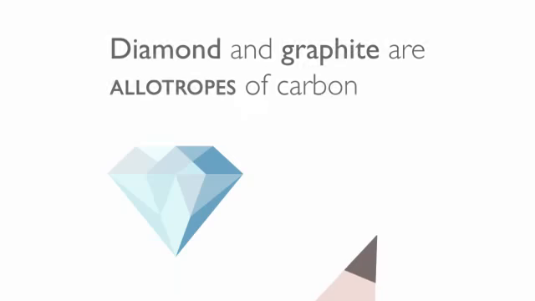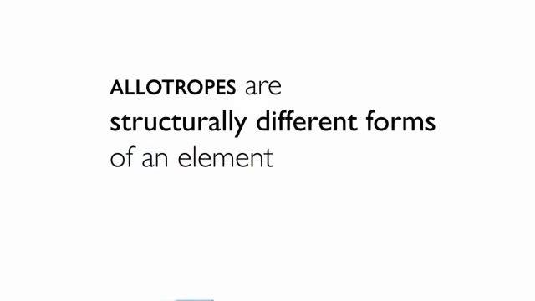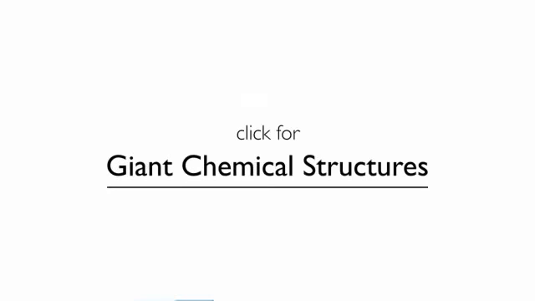Graphene and nanotubes, and what their importance are in an area of science called nanoscience. You may already be familiar with diamond and graphite as two allotropes of carbon. Allotropes are structurally different forms of an element. There's a video on this channel called Giant Chemical Structures that you might want to look at.